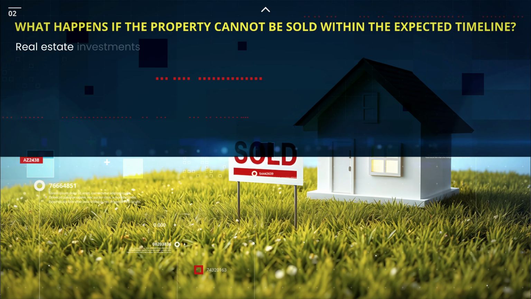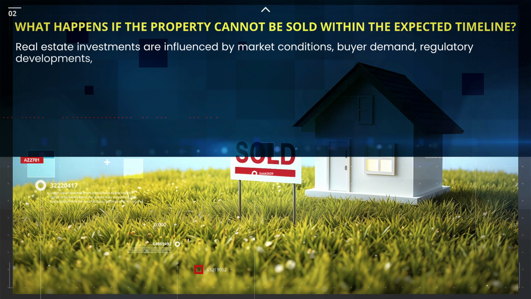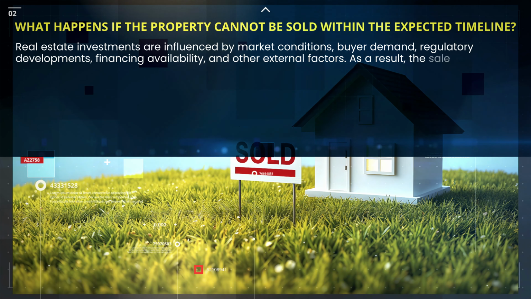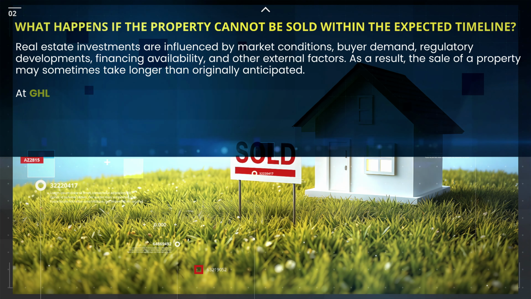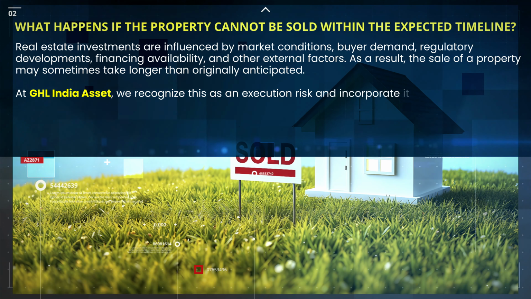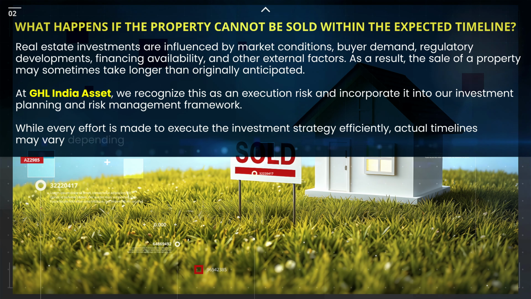2. What happens if the property cannot be sold within the expected timeline? Real estate investments are influenced by market conditions, buyer demand, regulatory developments, financing availability, and other external factors. As a result, the sale of a property may sometimes take longer than originally anticipated. At GHL India Asset, we recognize this as an execution risk and incorporate it into our investment planning and risk management framework. While every effort is made to execute the investment strategy efficiently, actual timelines may vary depending on prevailing market conditions.